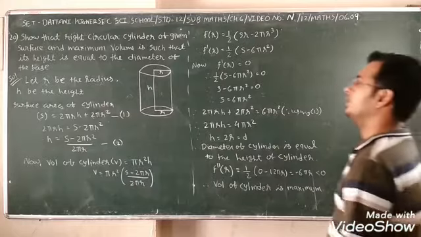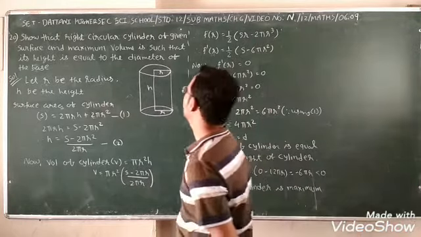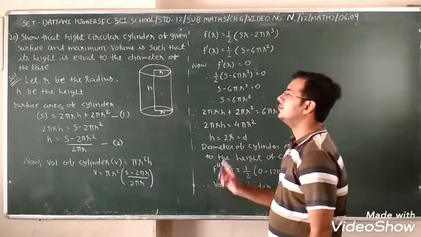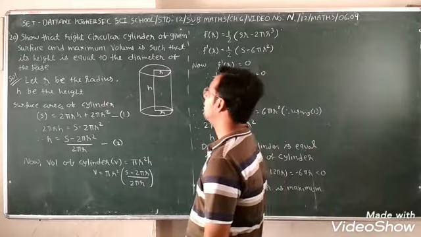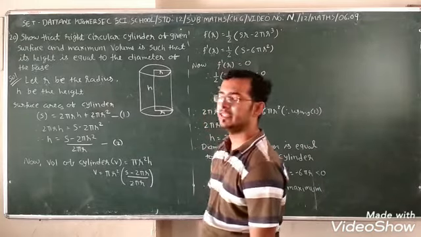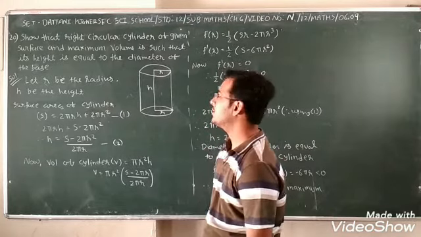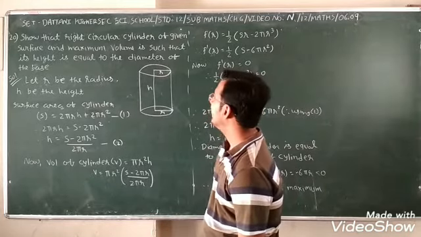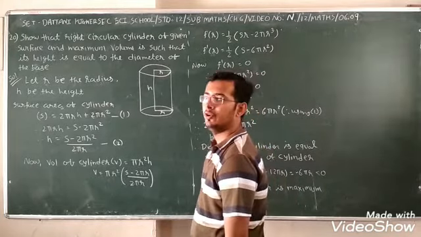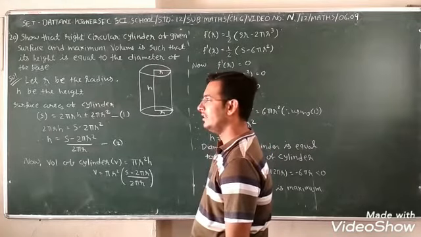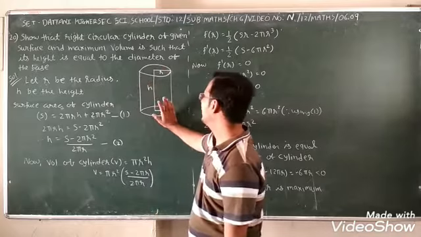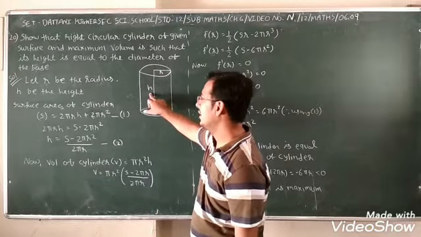Sum number 20. Show that the right circular cylinder of given surface and maximum volume is such that its height is equal to the diameter of the base. It means we have to show that h is equal to d, or h is equal to 2r, and for the maximum volume f double dash is less than 0. So first of all, we draw the cylinder with radius r and height h.